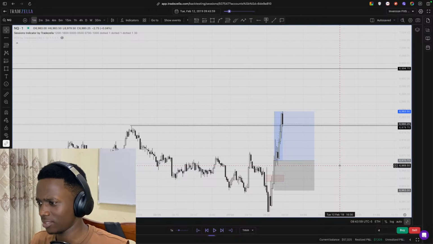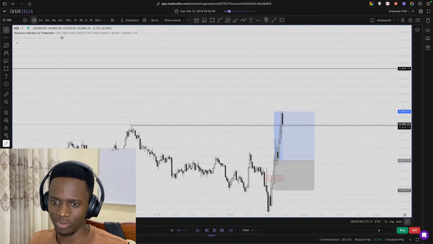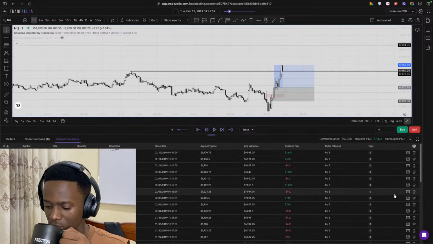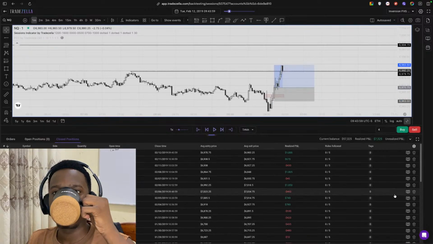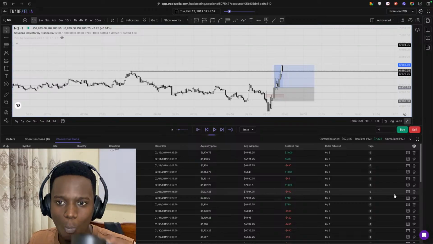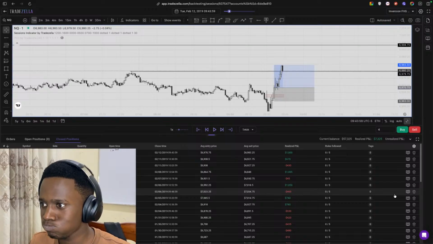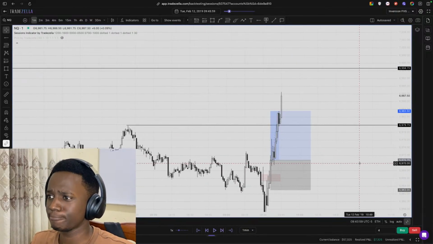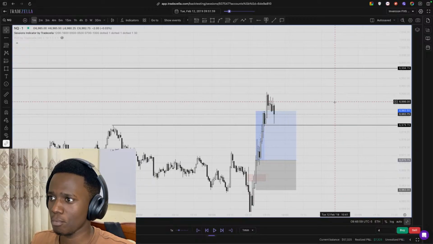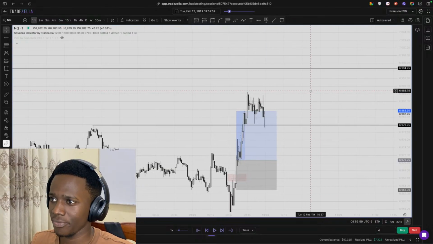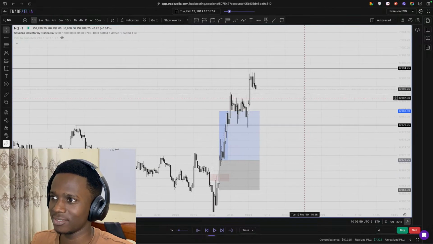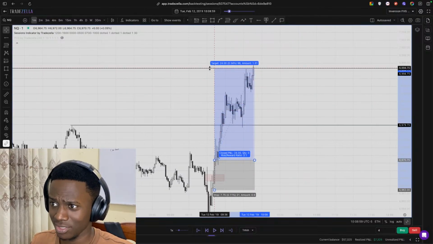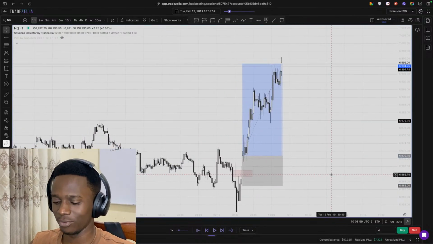Wait, how many? Let's see, did we take 4? I think it's 4 actually, 4 minis. It's 4 minis. And price heads for the next take profit target as well, which is this one, for a full 3R.